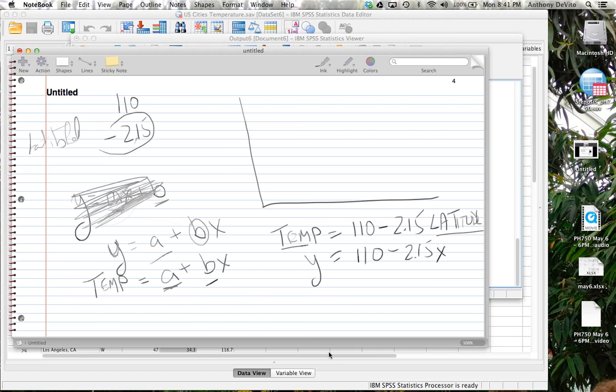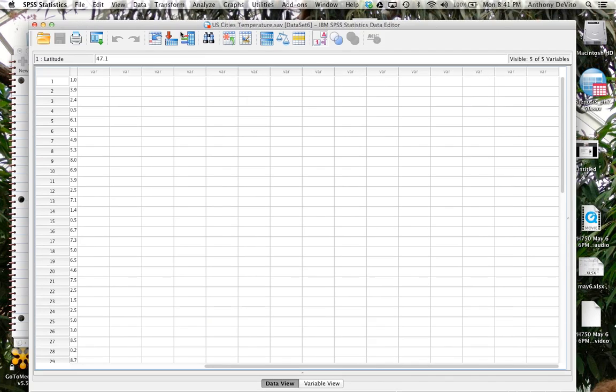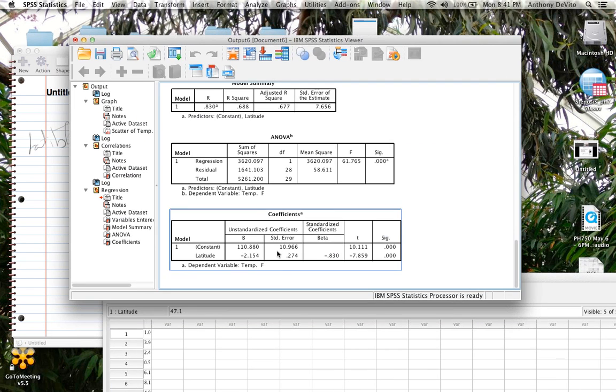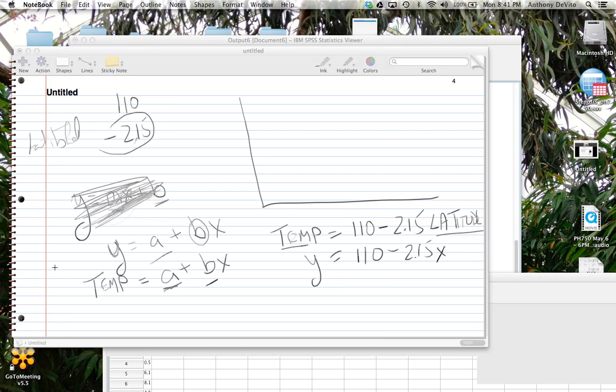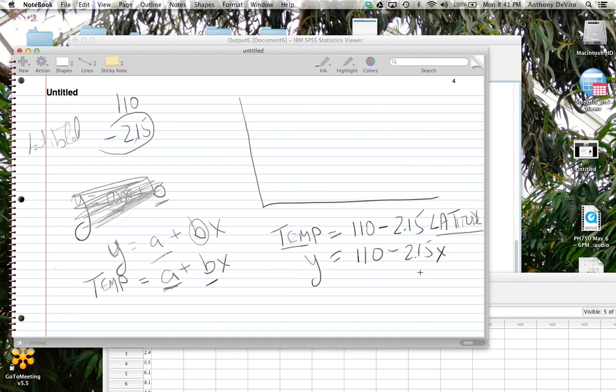Where did we get that from? We got that from the coefficients that were calculated by SPSS. This is our y-intercept. This is our slope. Latitude is our slope. Okay, so let me go back here. So now what does that tell us?